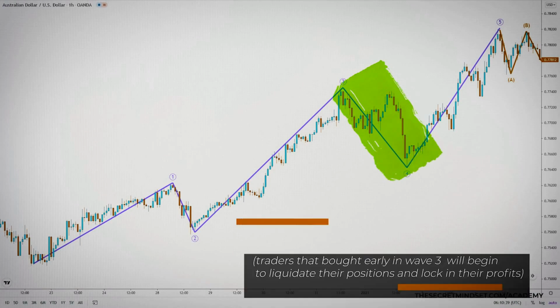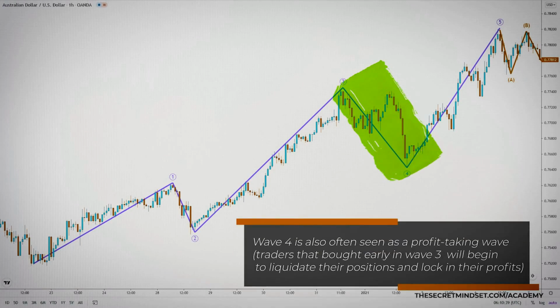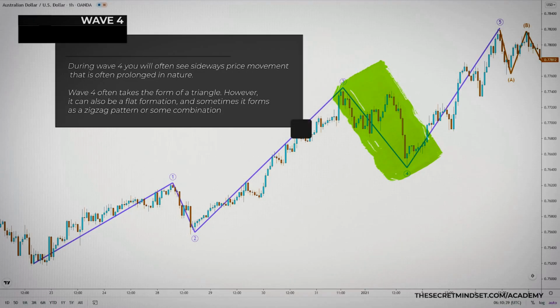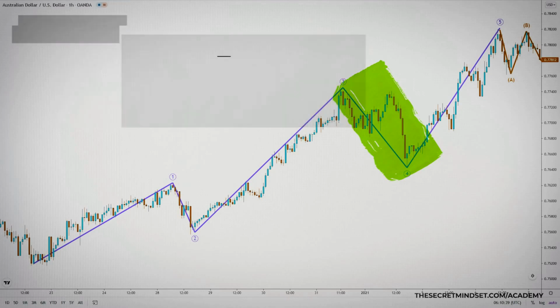Wave 4 is also seen as a profit-taking wave, because those traders that bought early in wave 3 are sitting on a healthy amount of profits. Many of these traders will begin to liquidate their positions and lock in their profits. This creates a sideways price movement that is often prolonged in nature. Wave 4 often takes the form of a triangle. However, wave 4 can also be a flat formation, and sometimes it forms a zigzag pattern or some combination.